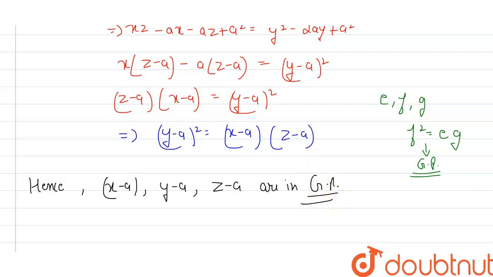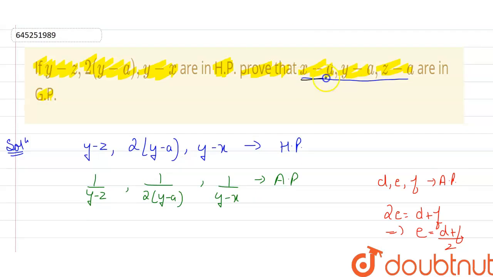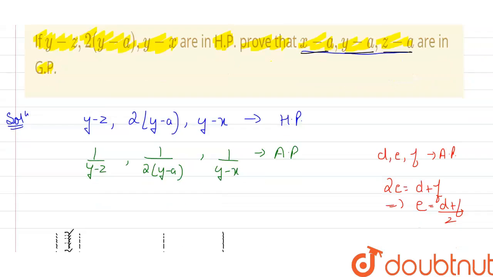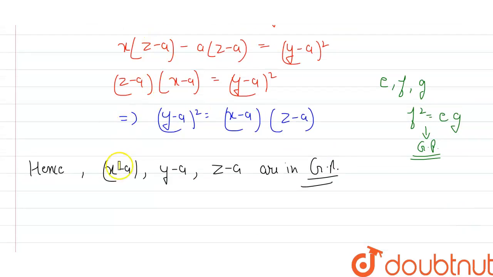This is the solution I guess we are looking for. What we have to prove? We have to prove that x minus a, y minus a and z minus a are in GP, and this is what we have proved here. So I can say that hence proved.